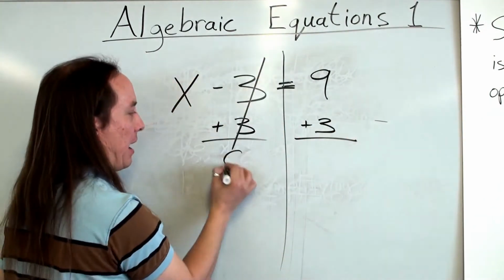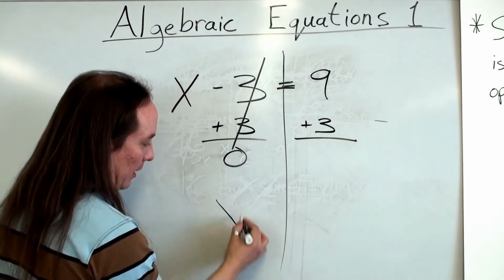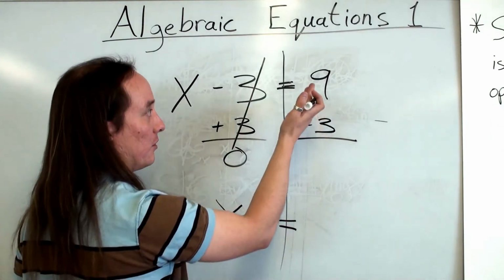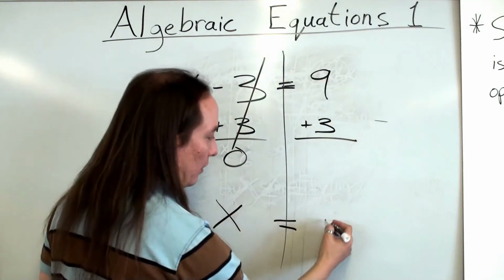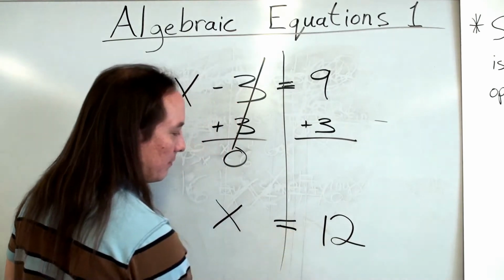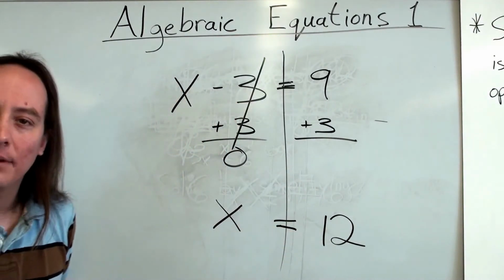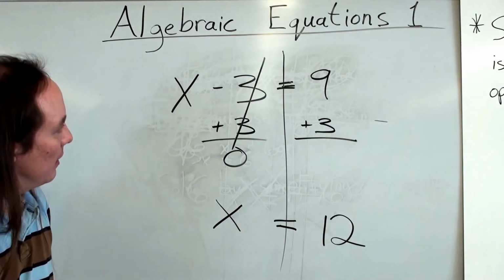Okay, bam, just like that. And x is going to be equal to 9 plus 3, which is 12. Okay, can you guys all see that? Yeah, it's all there. Okay, so that's it.